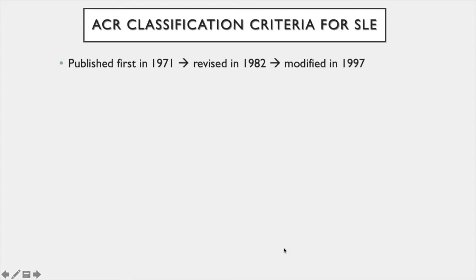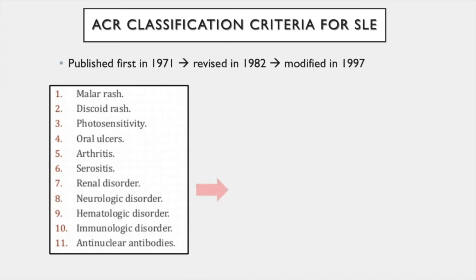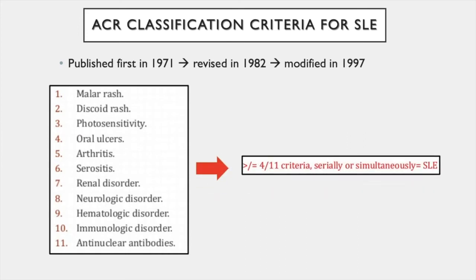I believe that we are well aware of the classification criteria for SLE, which was first published by the American College of Rheumatology back in 1971. This criteria was further revised in 1982 and underwent another modification in 1997. In order for a patient to be classified as SLE, the patient must fulfill at least 4 out of 11 listed criteria, either serially or simultaneously.